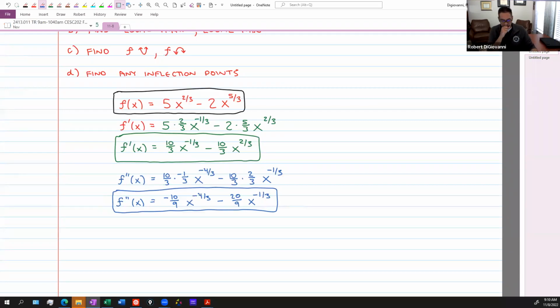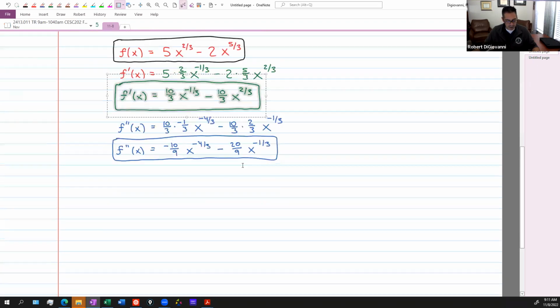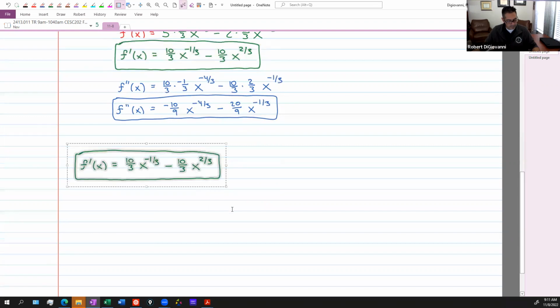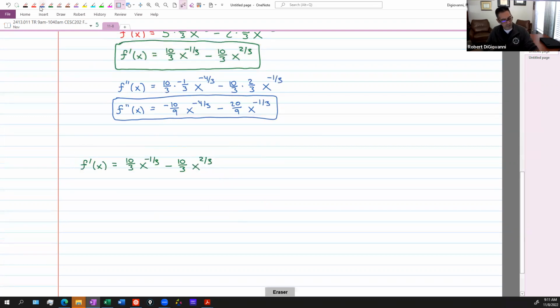Okay, here we go. Now, to figure out where the function is going up and down, we need to take the first derivative, figure out where it's 0, and figure out where it doesn't exist, right? So let's take a look at this first derivative. I have the fortune of being able to copy and paste, so I'm just going to do that here. Here's my first derivative. I want to figure out where this derivative is 0, and where this derivative doesn't exist.